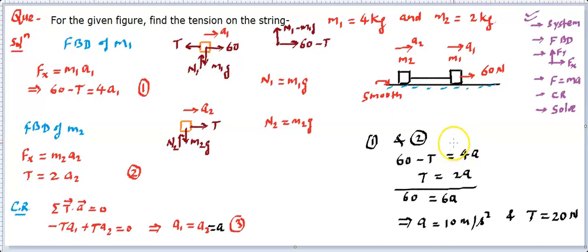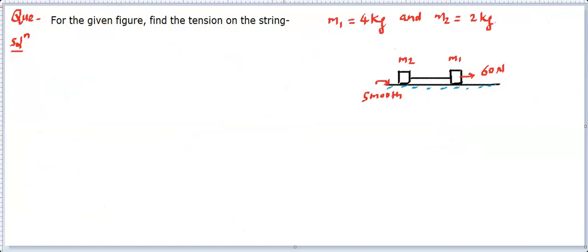Now let me solve the same question by considering a different system as well. So how can we solve it? By using the FBD of the entire system. When we use the FBD of the entire system, first let's understand. If you see this system, this block is going to move in the forward direction.